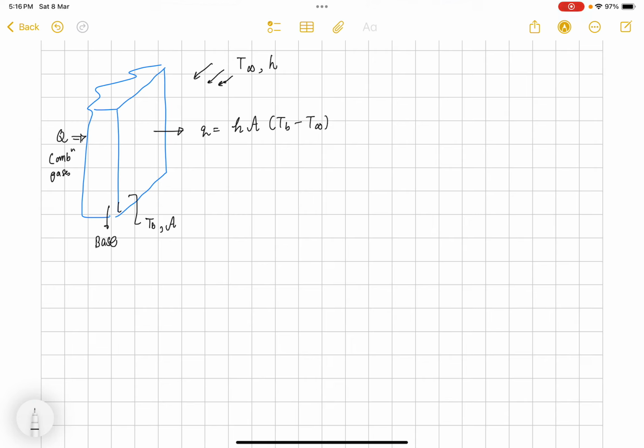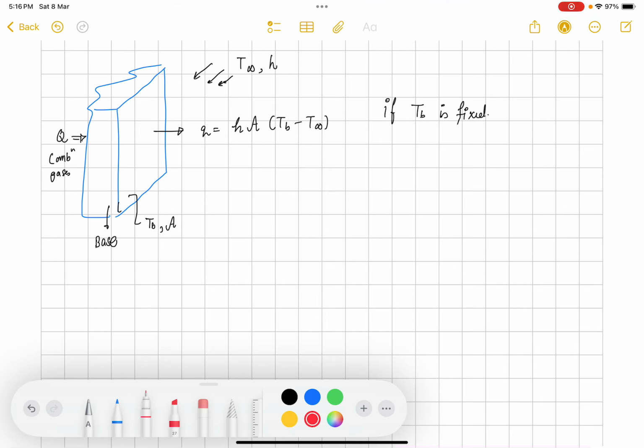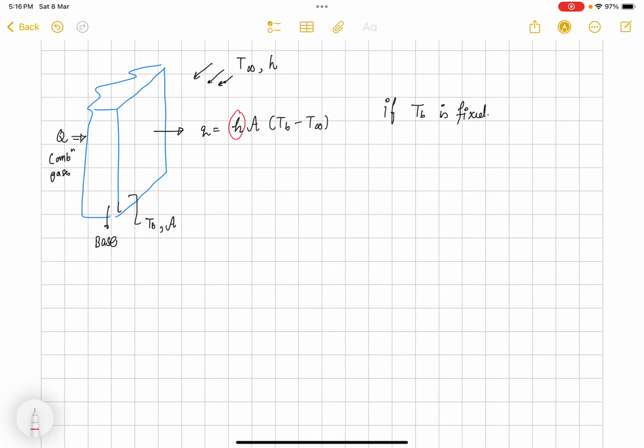So the question arises, how can we increase the heat transfer? Let's say T_B is fixed, so how can we increase the heat transfer? In this expression, we can see three ways straight away. We can vary h, A, and T infinity. So we will see each possibility one by one to increase the heat transfer.